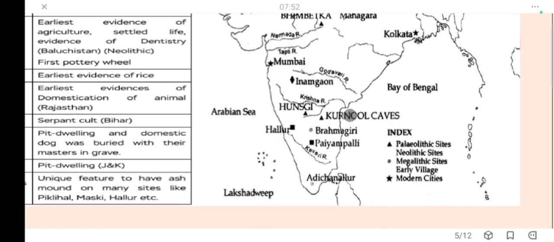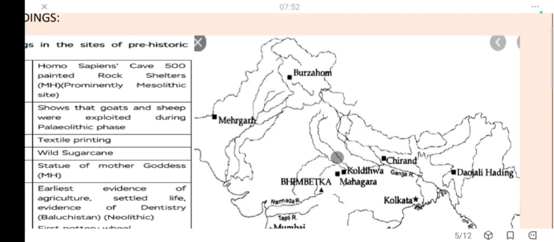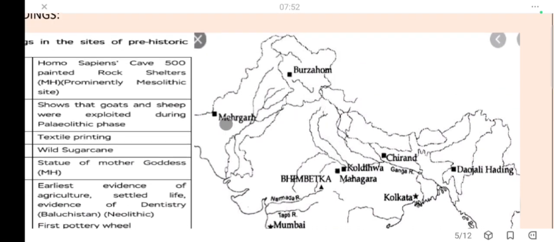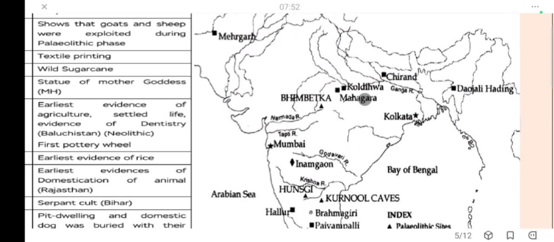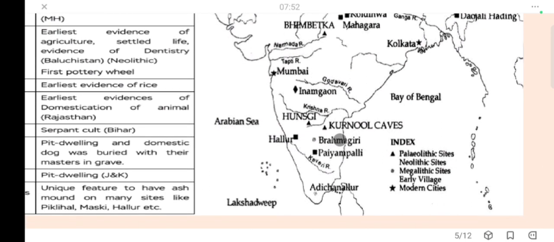At the same time, I gave the map also. Just look at the map at where Burzahom is located, where Mehrgarh is located, where Koldihwa is located. Bhimbetka is in Madhya Pradesh. If you go a little further down, Hunsgi in Karnataka, Brahmagiri, Paiyampalli in Tamil Nadu, Adichanallur in Tamil Nadu. These are the famous Paleolithic sites, Neolithic sites, and more.